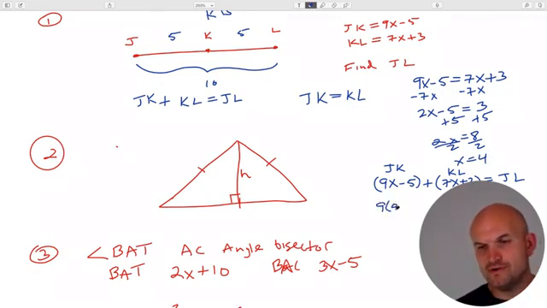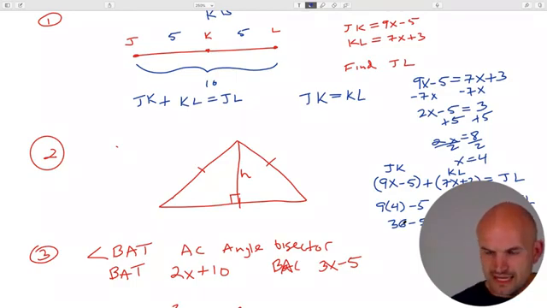So it'd be 9 times 4 minus 5 plus 7 times 4 plus 3. And what is that going to equal for JL? So 9 times 4 is 36 minus 5 plus 28 plus 3. And 36 minus 5 is 31. 28 plus 3 is 31, equals JL. And then 31 plus 31, guys, is 62. So JL is equal to 62.